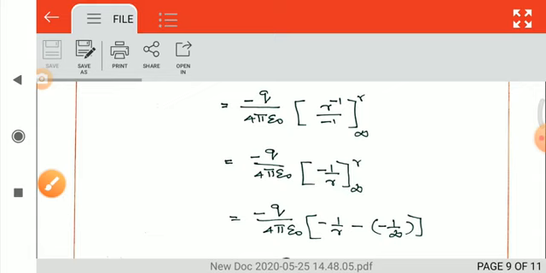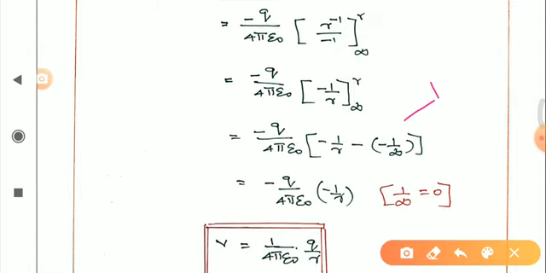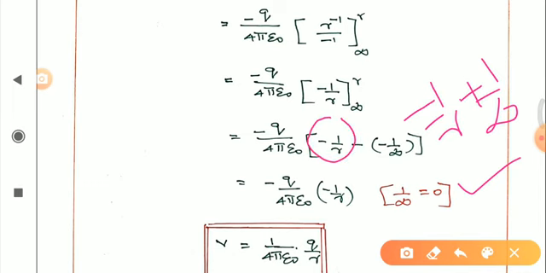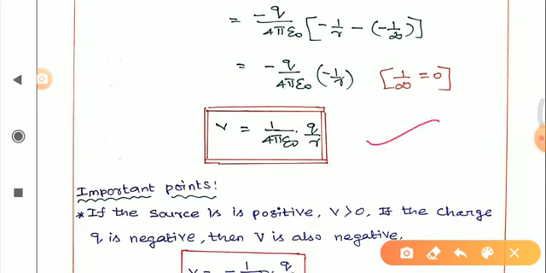In the next step it will be given by minus 1 by r, minus of minus plus, so we can write 1 by infinity. Anything by infinity is equal to what? 0. That's why I wrote here 1 by infinity is equal to 0. What will be remaining? Minus 1 by r will be there. So minus q by 4 pi epsilon naught into minus 1 by r. Minus of minus, it will be plus. That's why in the next step we can write v is equal to 1 by 4 pi epsilon naught into q by r.